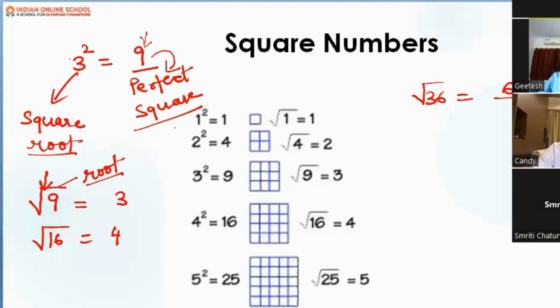Now you know the concept of square, a perfect square number, and a square root.